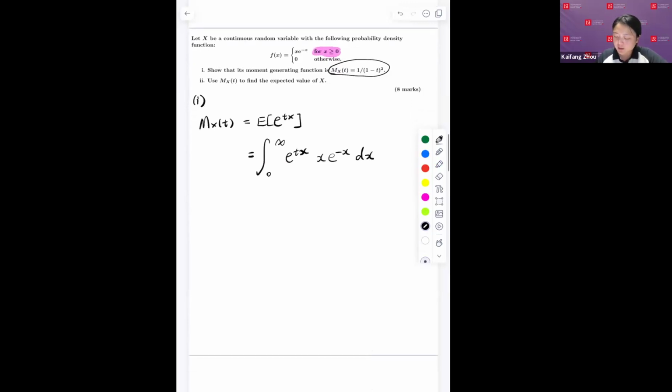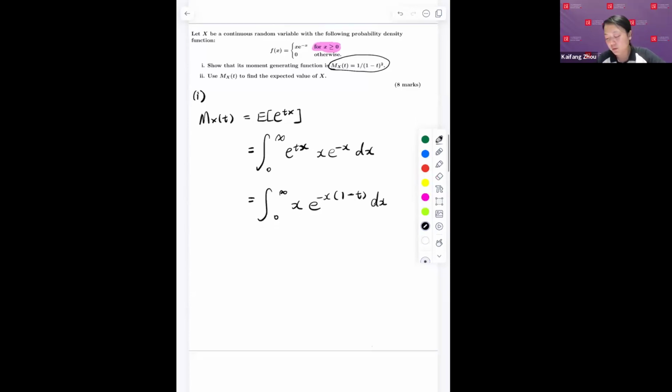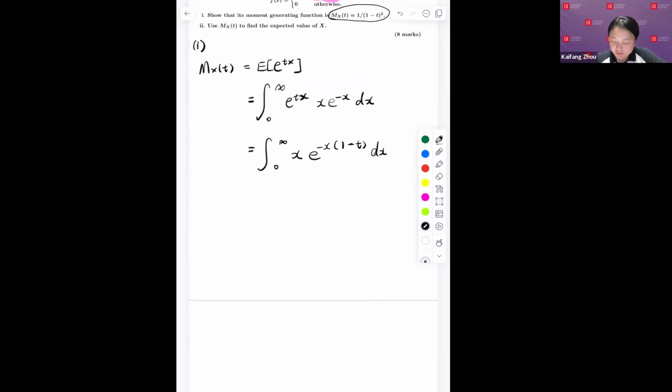You have two options. Let me combine the exponential terms together: we have x times e to the power minus x times (1 minus t). Option one is to use the integration by parts formula to compute this integral.